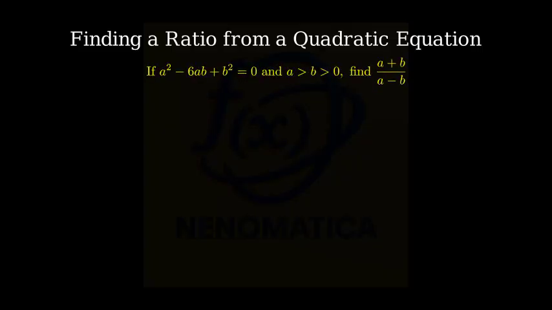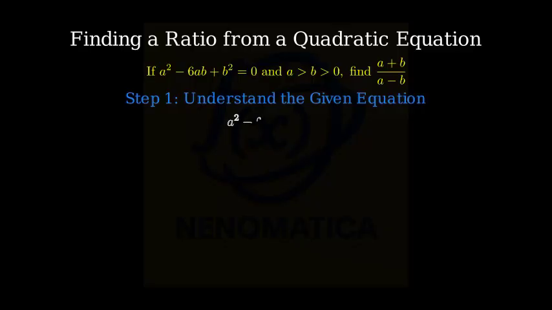Welcome to this math video where we'll solve a problem involving quadratic equations and algebraic ratios. The problem states, if a² - 6ab + b² = 0, and a > b > 0, find the ratio of (a + b)/(a - b). Let's start by understanding what we're given. We have the equation a² - 6ab + b² = 0. Our goal is to find the ratio of (a + b)/(a - b).